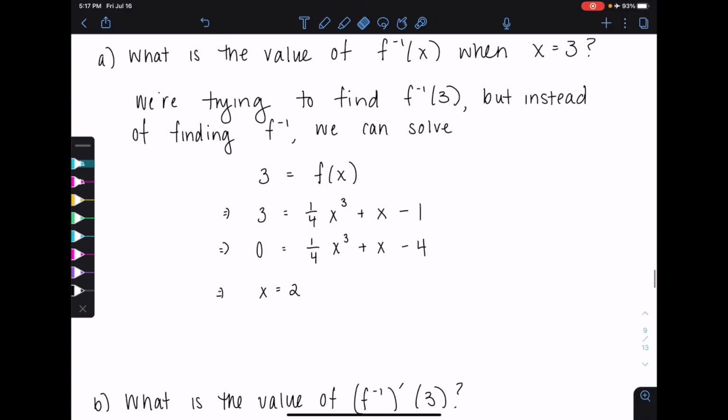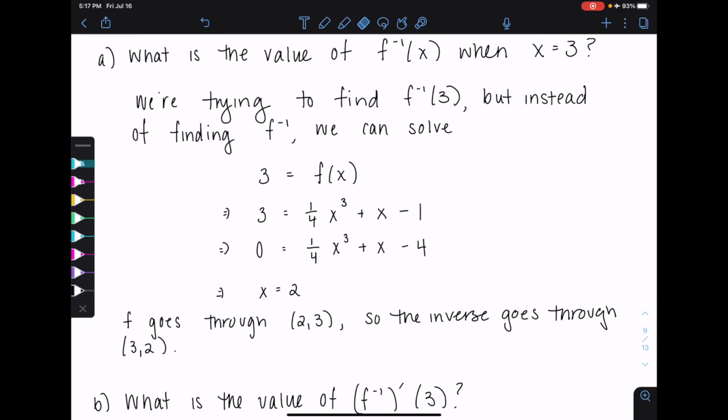So ultimately, what that means is our function goes through the point 2, 3. The inverse has to go through the flip of that. So f inverse goes through the point 3, 2. So ultimately, if I plug 3 into my inverse, my output will be 2. So that is the value of the inverse function when x is 3.